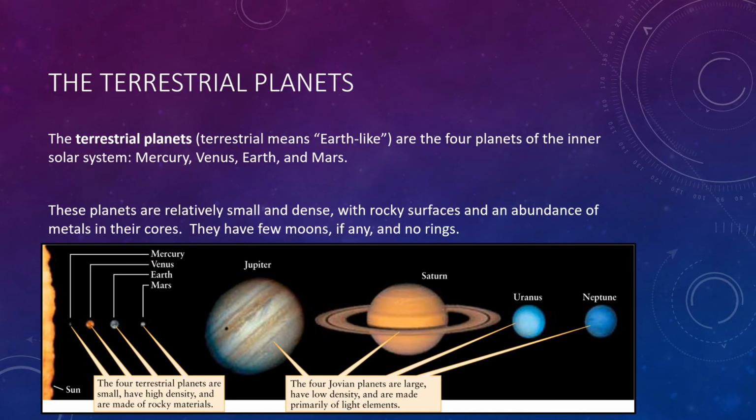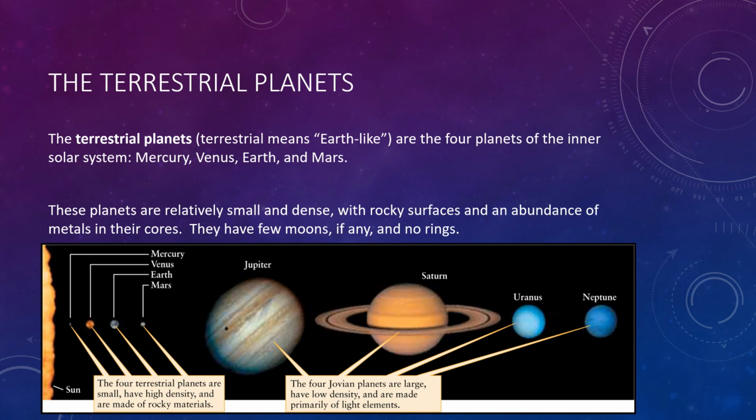So, our brief planetary tour showed that the four inner planets are all quite different from the four outer planets. We say that these two groups represent two distinct planetary classes, terrestrial and Jovian. The terrestrial planets, which literally translates to Earth-like, are the four planets of the inner solar system, that is, Mercury, Venus, Earth, and Mars. These planets are relatively small and dense, with rocky surfaces and an abundance of metals in their core. They have few moons, if any, and no rings.